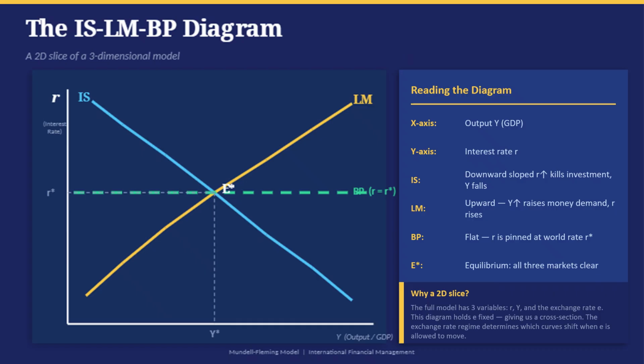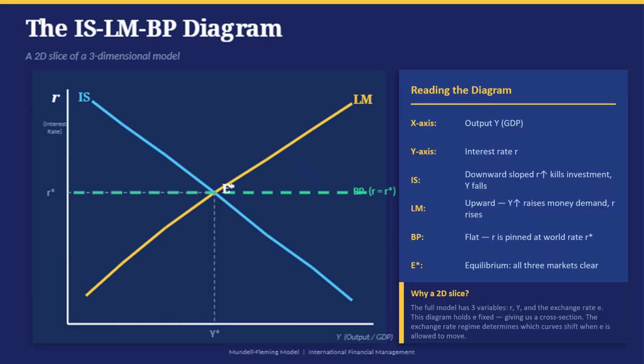A bit of a closer look at the diagram itself. You have the IS curve sloping down, the LM curve sloping up, and the balance of payments being that horizontal line there. An important thing to note is that this is a 2D slice of the three-dimensional model. The first two variables you see here are interest rate on the y-axis and output on the x-axis. The third axis is exchange rate. As the exchange rate changes, you'll see these curves move because they're like intersecting planes, not lines. But holding it fixed will give us this 2D model.